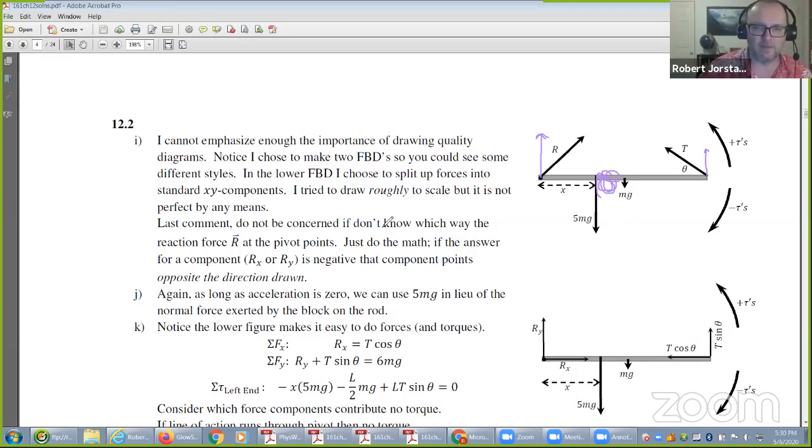So if you're wondering how I'm able to get these to scale, it's because I do the whole problem and then I go back and redo my pictures to try and make them more instructive. That's all. Don't expect to draw them to scale. Just draw some arrows and hope for the best.